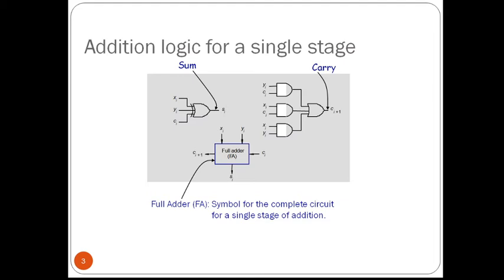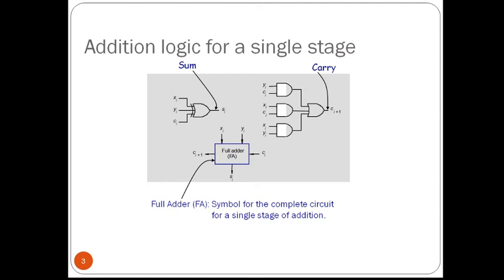Then a cascaded connection of n full adder blocks is shown in figure 6.2b, and it can be used to add two n-bit numbers. Since the carries must propagate or ripple through this cascade, the configuration is called an n-bit ripple carry adder.